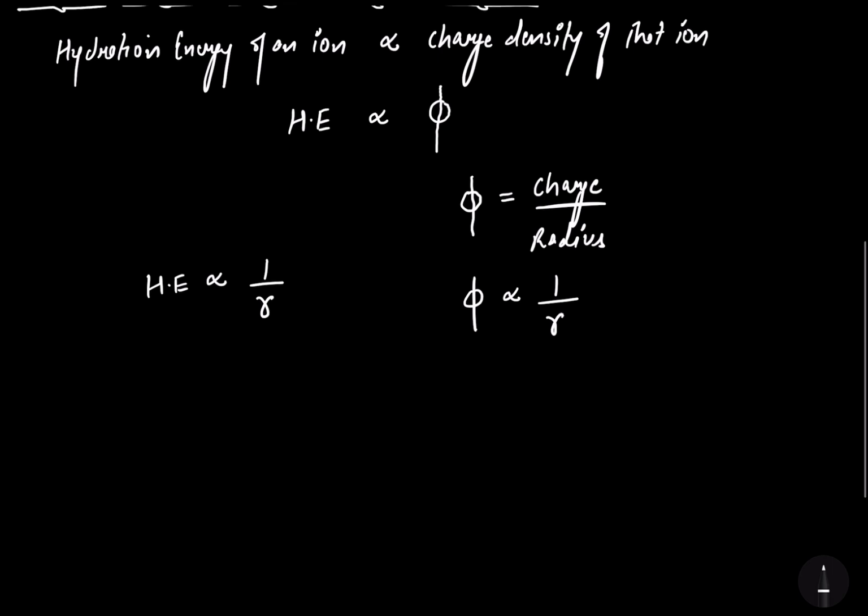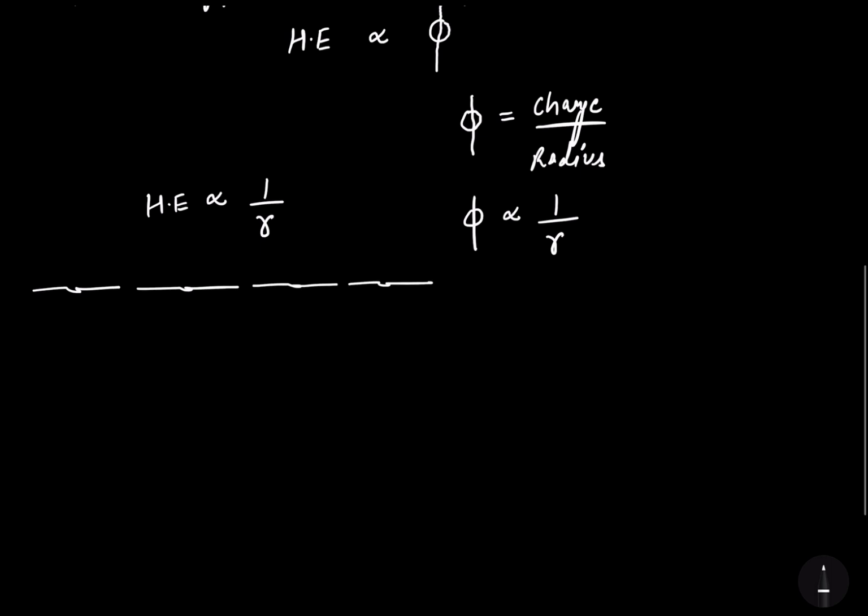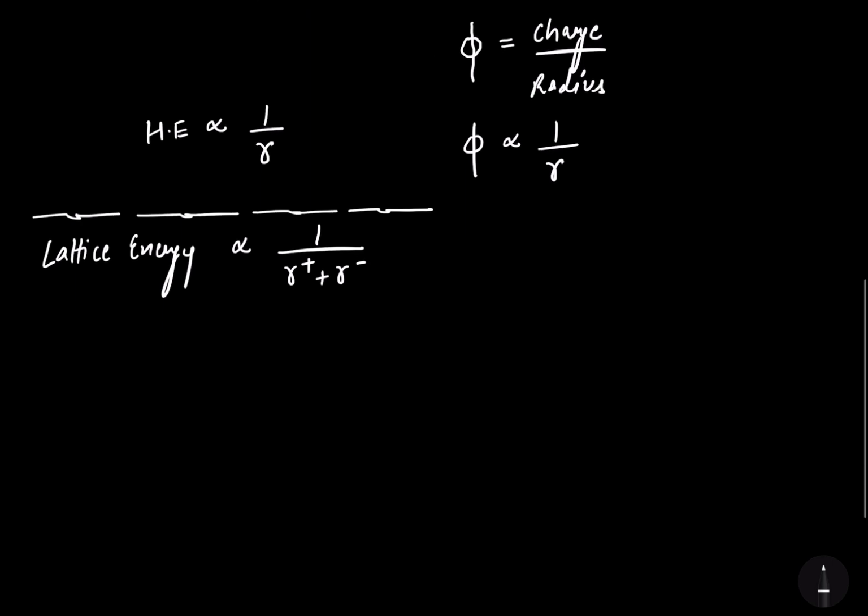Now, in the topic of lattice energy, I hope you have watched the previous lectures of lattice energy. There I have told you that in case of lattice energy, it's a formation of lattice. So lattice energy will be inversely proportional to the sum of radius of cation and the radius of anion. As it's the formation of lattice, we have taken the sum of radius of cation and the radius of anion.